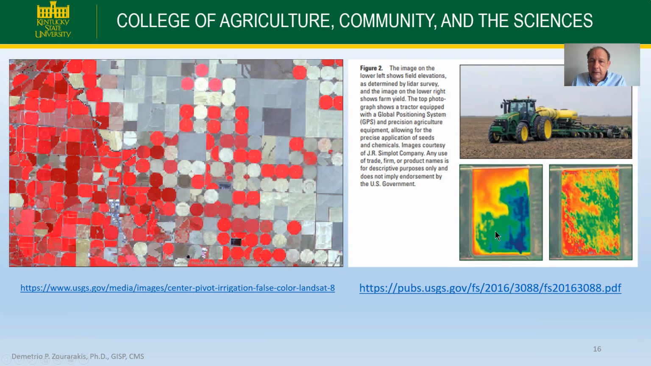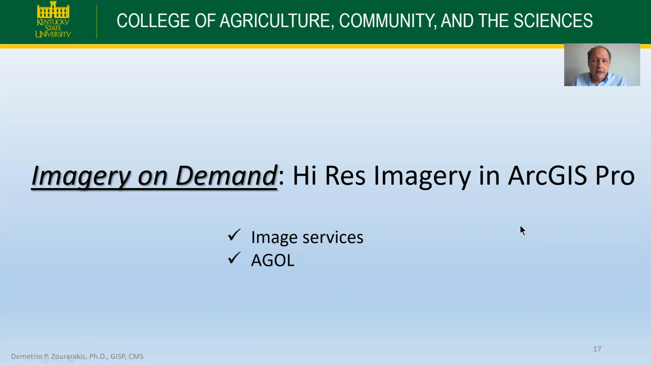elevation data, lidar survey of the image that influences crop yield. You can fly a drone, or you can take satellite imagery to monitor your crops from space. So precision agriculture, consuming images in a GIS. Imagery on demand. We can use ArcGIS Pro and ArcGIS Online to bring in high resolution imagery.